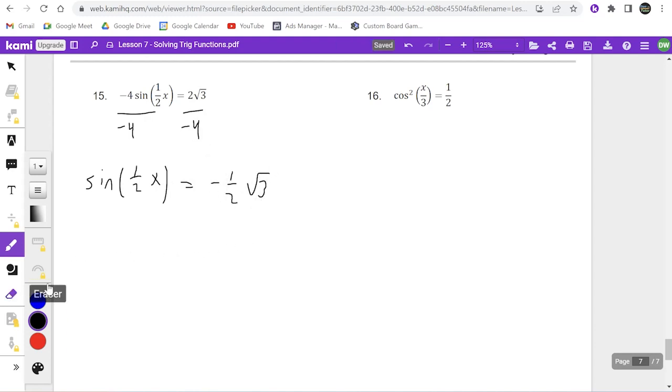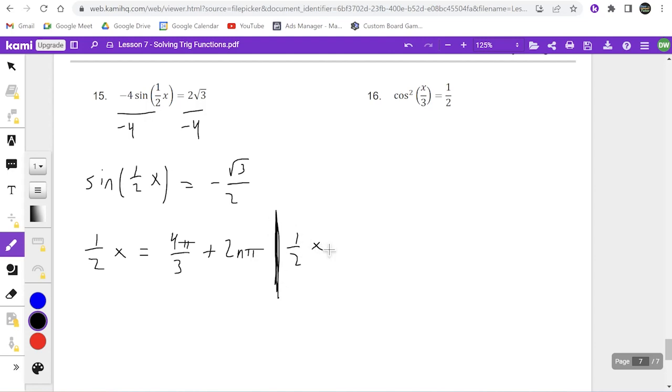Again, I want you to write that as -√3 over 2 because this we can use the unit circle for. So when does sine equal root 3 over 2? That's going to be in the pi over 3 family. But since it's negative, it's got to be in quadrants 3 and 4 for sine. So 1/2 x is equal to, quadrant 3 is going to be 4 pi over 3, again plus 2n pi. And then quadrant 4 is going to be 1/2 x equals 5 pi over 3, again plus 2n pi.